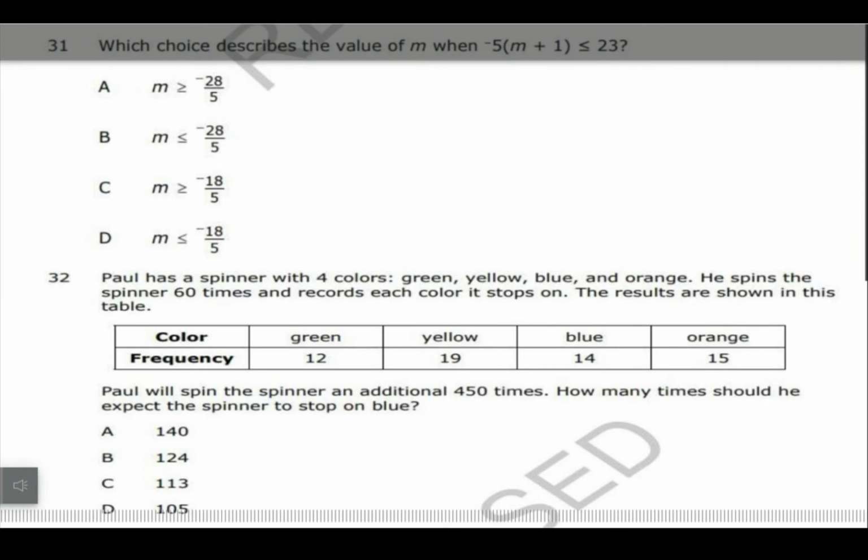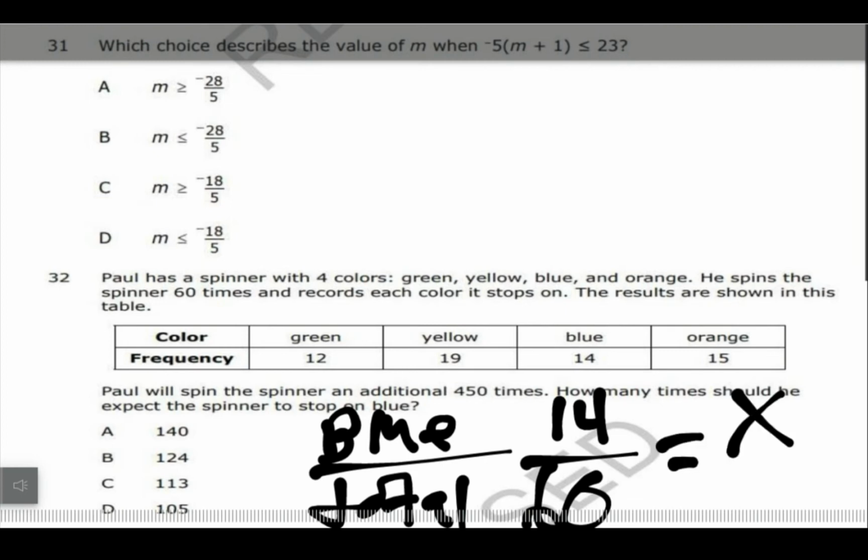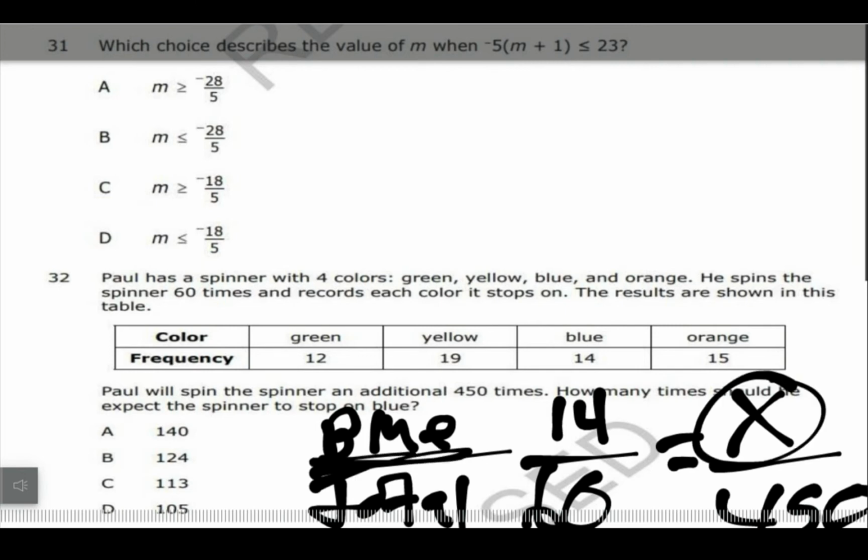Okay, so usually I use a proportion for this one because we have blue and we have total spins. So he had 14 out of 60. Right, we want to know how many blues that would be out of 450. So I can put 450 on the bottom here. We want to know how many blues. All right, so I can cross multiply.